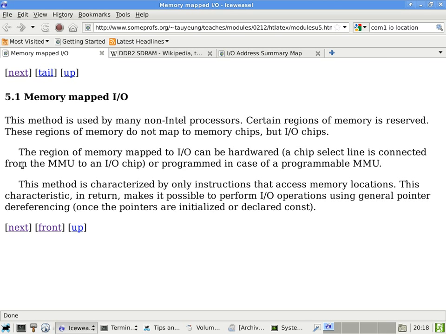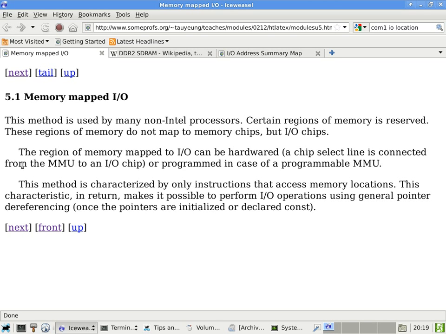What does use memory mapped I/O, if not Intel? The AVR architecture uses that. The Motorola 68000 architecture uses that. Just about any architecture that doesn't have a separate instruction set to deal with I/O space has to be memory mapped. Essentially all non-Intel 386 type processors are memory mapped.